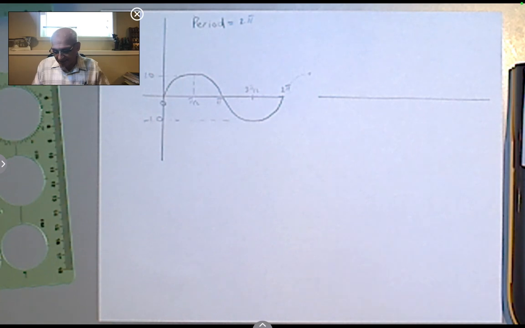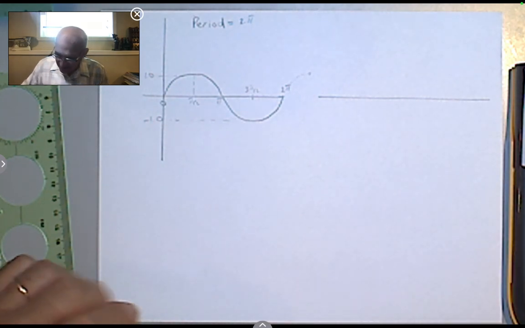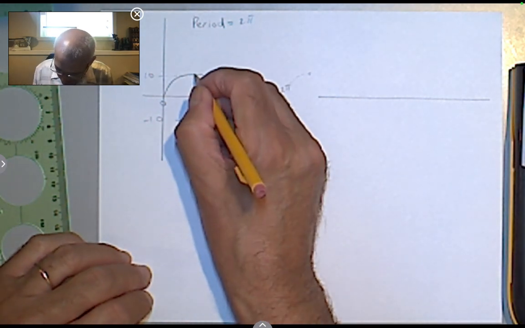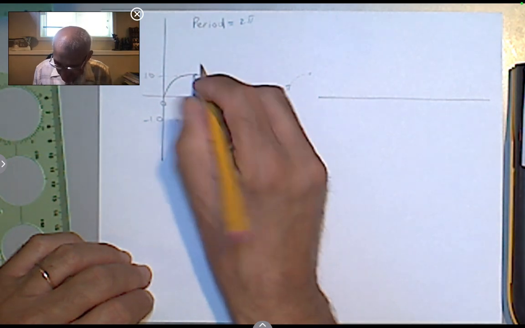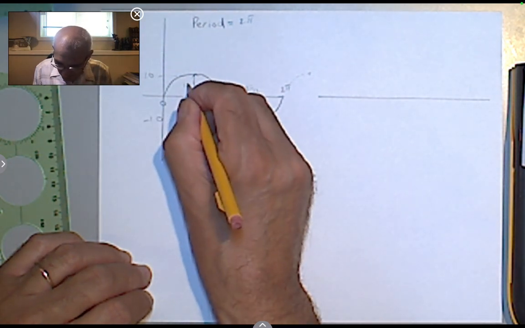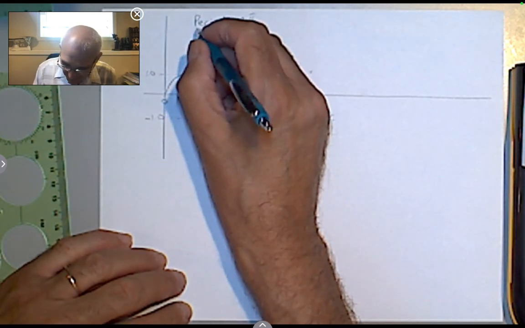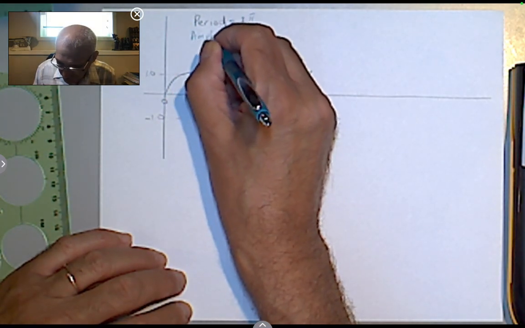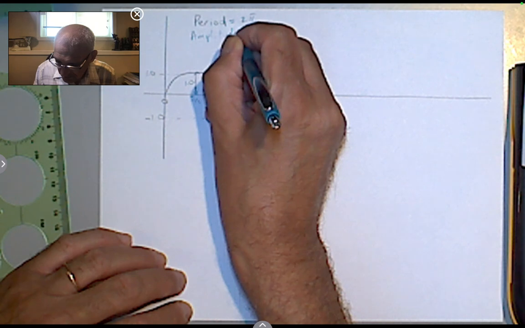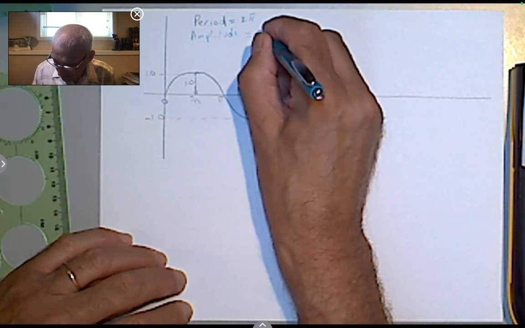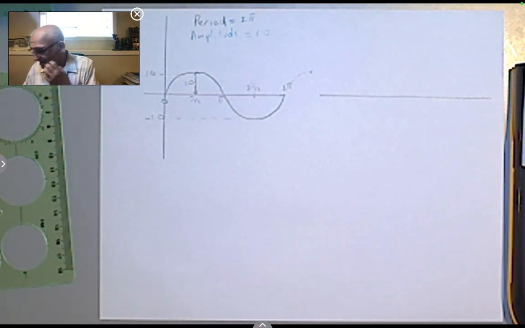The second thing I'm interested in is that distance right here, this height, which is going from 0 to 1, which is called the amplitude. So the amplitude is 1 for the sine curve.